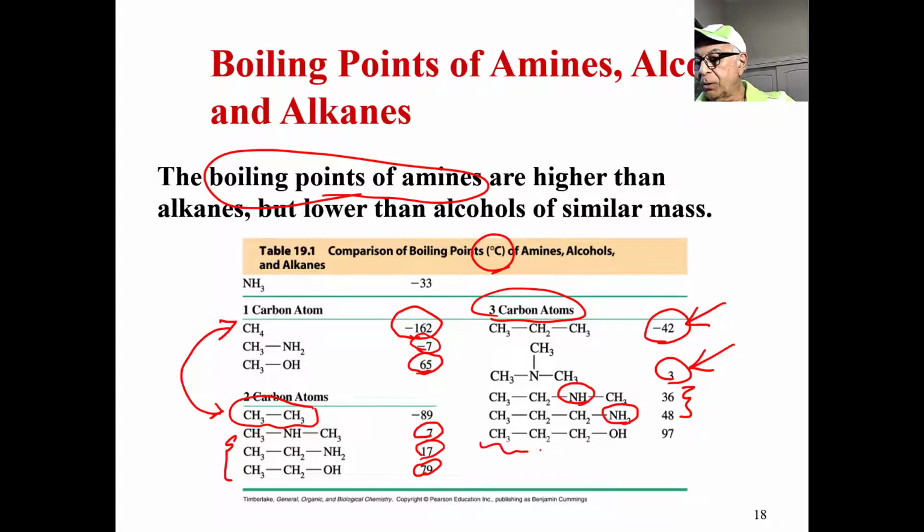And then how about comparing this with a similar alcohol? Comparing amine with alcohols, alcohols always have a higher boiling point. Why? If they have the same molecular weight, why do alcohols have a higher boiling point? The reason is the electronegativity of oxygen. Oxygen is more electronegative than nitrogen.